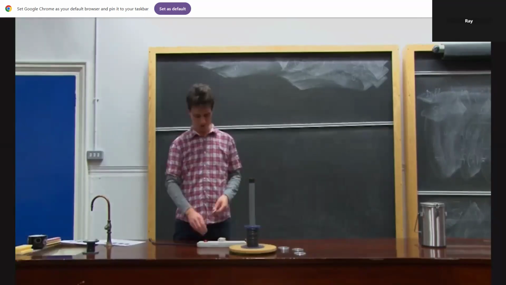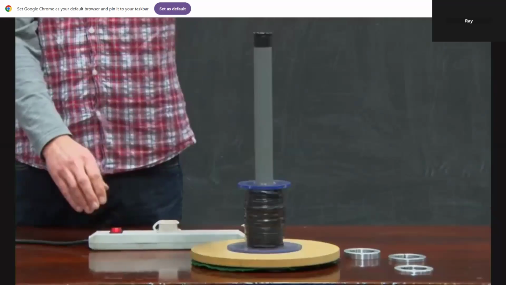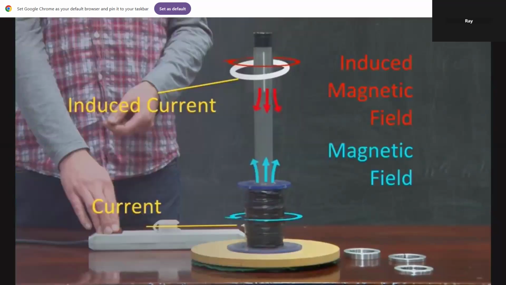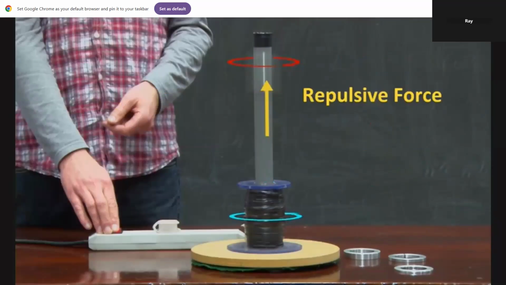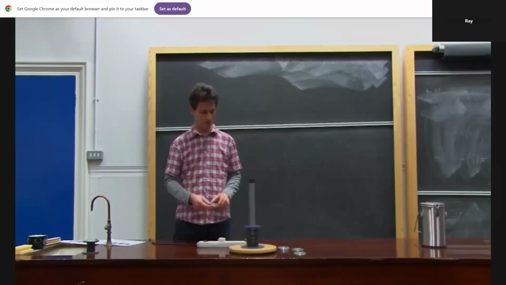Now, Lenz's law states that the direction of any magnetic induction effect is such as to oppose the change producing it. So the direction of this induced magnetic field must be in opposition to that from the coil. The ring experiences a repulsive force and is launched into the air. We can easily show that the force launching the ring into the air comes from an induced current flowing in the aluminium ring.